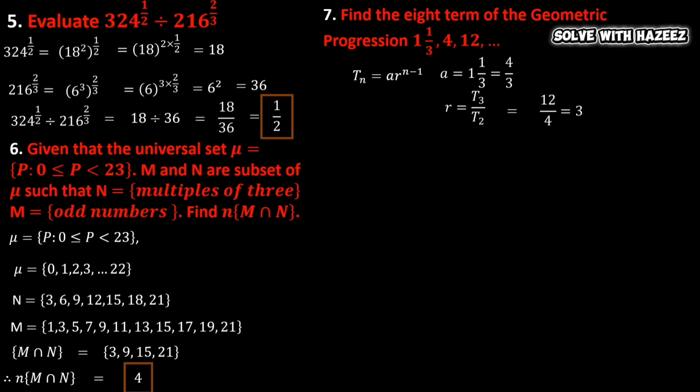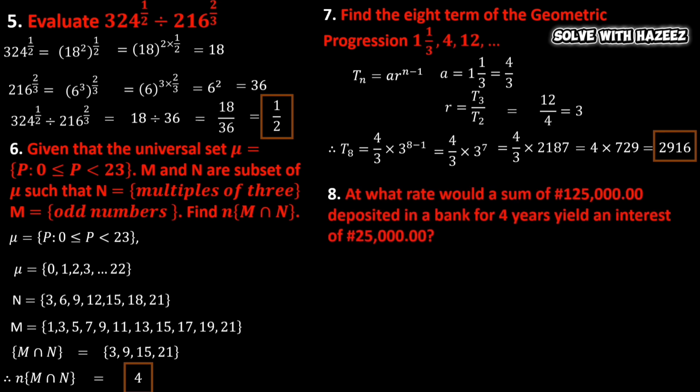So since we've gotten the value of the first term and the common ratio, we can now find T8, to be equal to, in place of a, we have 4/3 multiplied by 3 raised to power n minus 1, where n is equal to 8. So 8 minus 1. So we have 4/3 multiplied by 3 raised to power 7. That is, 8 minus 1 is equal to 7. So this is going to be 4/3 multiplied by 3 to the power 7, which is 2187. And this is going to be 4 multiplied by 729, because 3 divides 2187, and the final answer is equal to 2916. So that is the answer for number 7.